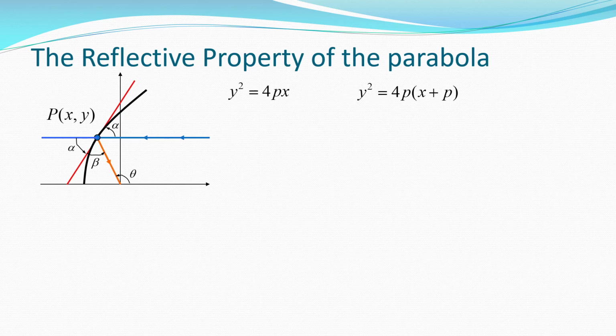But then if you look at the two parallel lines, the x-axis and the blue line, you have a transversal, which is the orange line. That means that this angle theta has to be the same as that angle theta also.